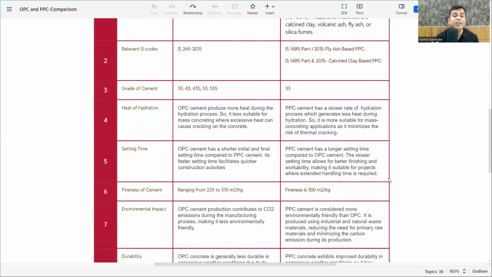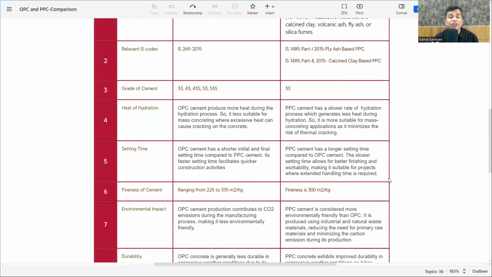The next point is heat of hydration. OPC cement produces more heat during the hydration process, so it is less suitable for mass concreting, where excessive heat can cause cracking in the concrete. It is true with mass concrete, if the core temperature is more, then the temperature will crack the concrete. That happens if we are using only OPC, because its heat of hydration is more.